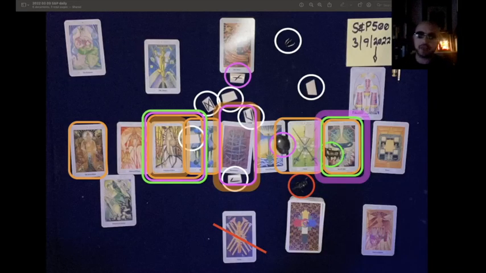Hello my friends, it's Approveb. This is the S&P 500 one-day reading for March 9th, 2022. It's currently March 4th, 2022, 1:51 a.m.